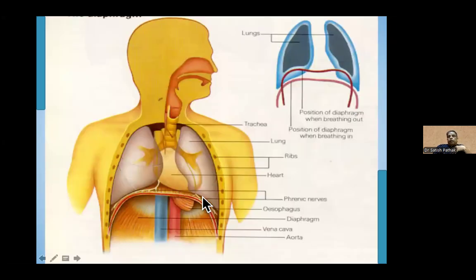This is the diaphragm, and when you breathe in slowly, normally, the diaphragm comes down only 1 centimeter. When you breathe in heavily, at that time it can come down 7 centimeters. The more the diaphragm can come down, the more space is made available, and the more air you can breathe in. So that is how the respiration goes on.